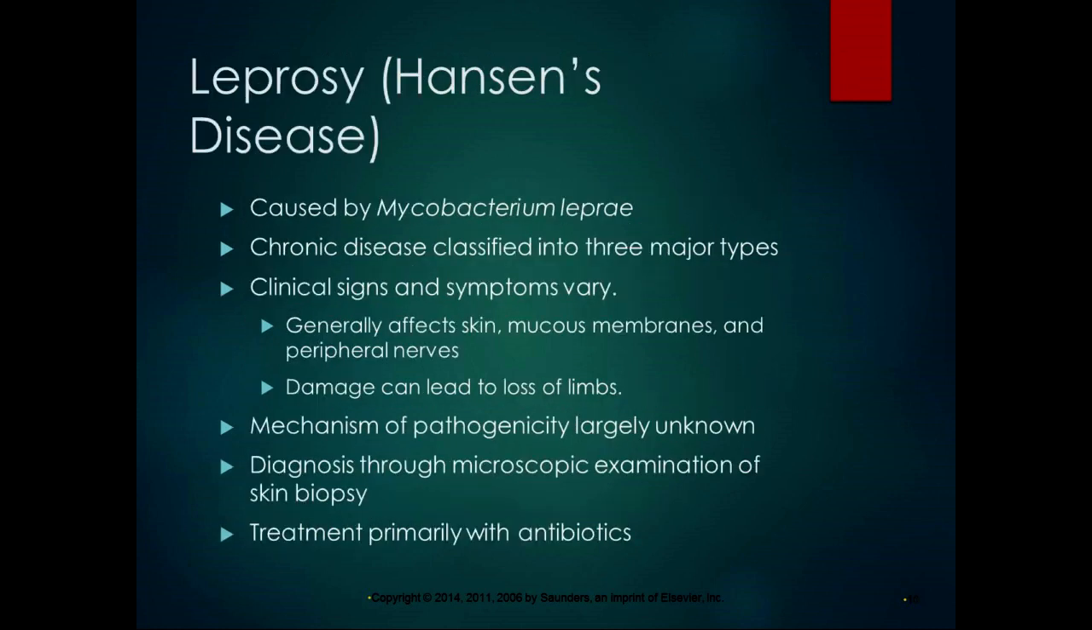Leprosy, which is also known as Hansen's disease, is caused by a bacteria. It's caused by Mycobacterium leprae. It's a chronic disease, and it's classified into 3 major types. The clinical signs and symptoms vary depending on the type, and it generally affects skin, mucous membranes, and peripheral nerves. The damage can lead to loss of limbs.